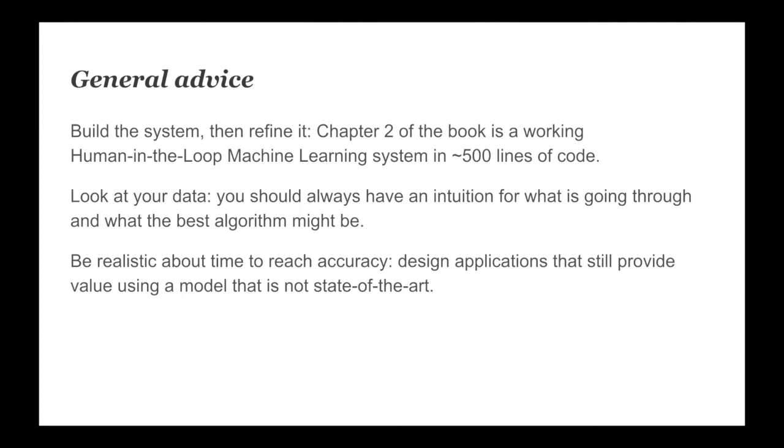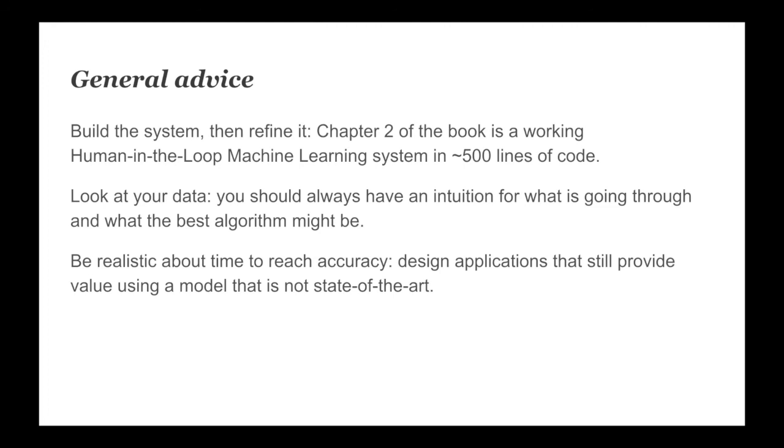So some general advice. Build a system, then refine it. So chapter 2 of my book is a working human-in-the-loop machine learning system with 500 lines of code. There's some basic uncertainty sampling, some basic diversity sampling, a basic annotation interface, and a model that automatically retrains itself every period of active learning. And so doing this, taking it into the second point here, let you look at your data. So you're annotating your data quickly itself. That'll give you an intuition about what's going through and what the best algorithm might be. And then with your working, very simple system, you should also get an intuition about what is the next best step to improve the accuracy.